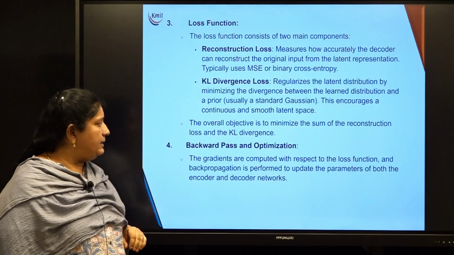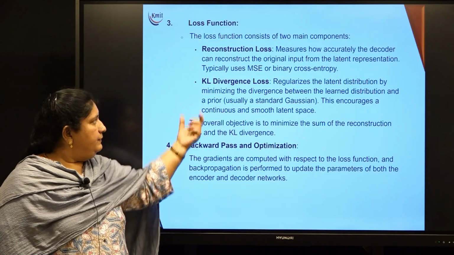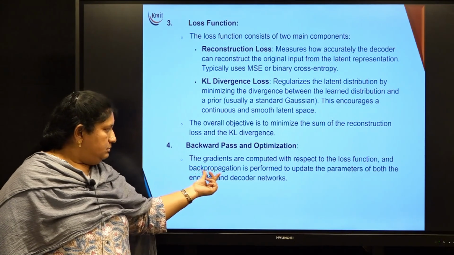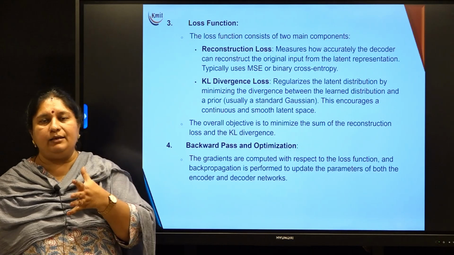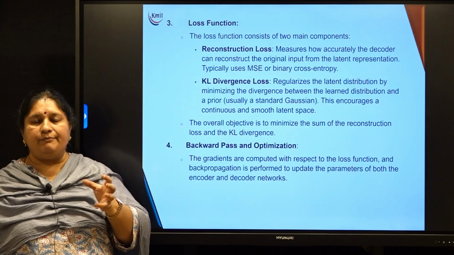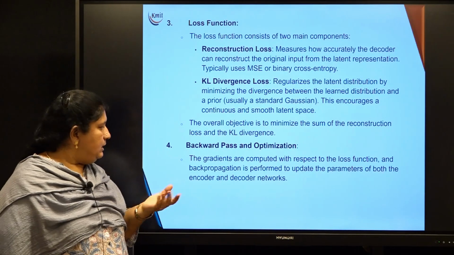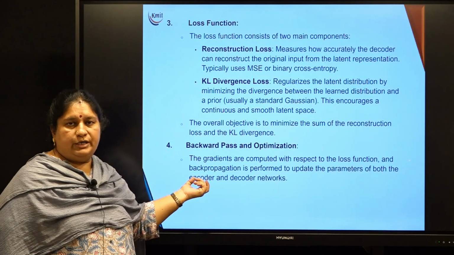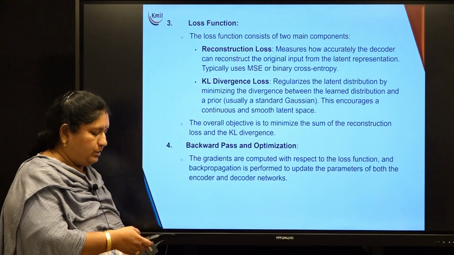Coming to backward pass and optimization, whatever gradients we compute with respect to the loss function are fed back to the input parameters and we update the values. It is somewhat like weight updating. You apply some weights and keep changing them to increase the accuracy levels. You use backpropagation techniques to work with both the encoder and the decoder networks.